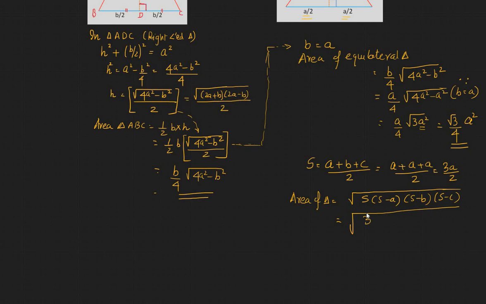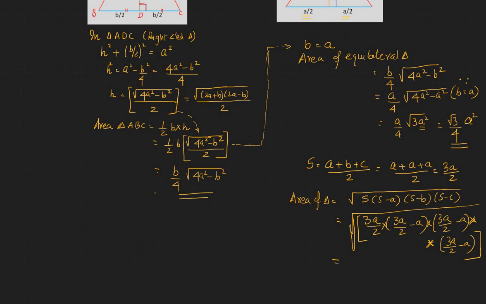So that will make it the square root of 3a by 2, into (3a by 2 minus a), into (3a by 2 minus a), into (3a by 2 minus a). So this is part of your entire square root, right? So don't think this is a minus sign. You're multiplying all of this inside the square root.